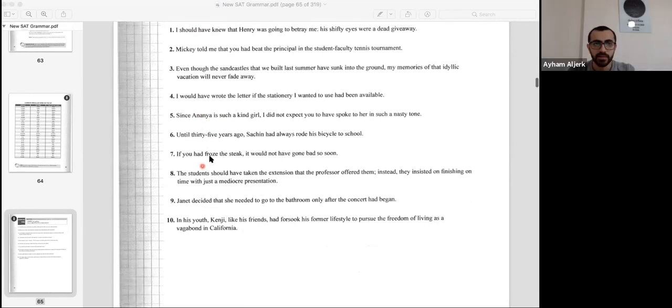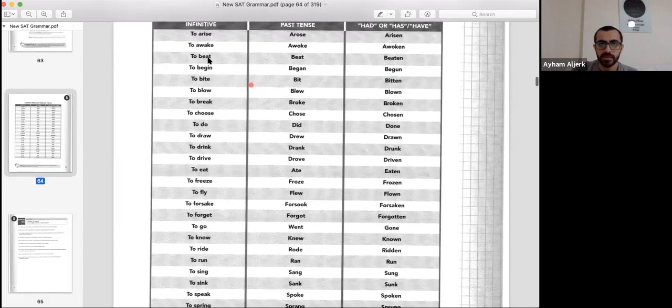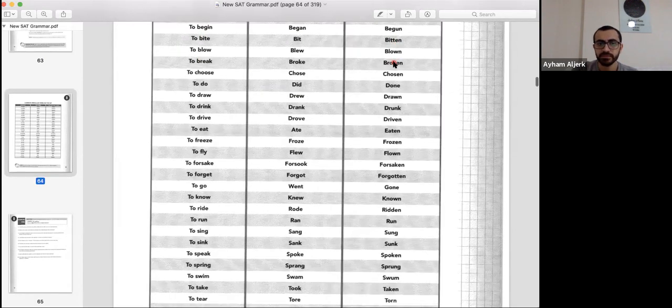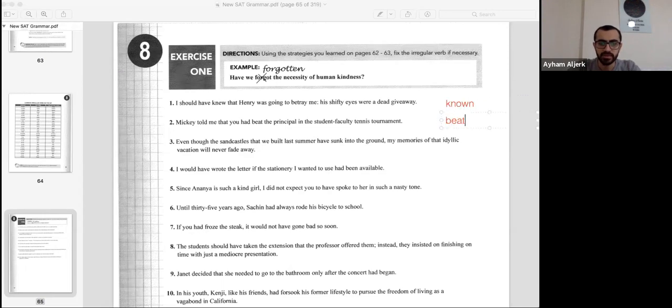Okay, let's take a look at others. I'm gonna do 2 and 3, and then maybe I'm gonna give you a couple of minutes to try the others. I'm gonna start with 2. Mickey told me that you had beat the principal in the student faculty tennis tournament. So again, here we have had, so we have the verb beat. If you look at the verb beat, we should have beaten. So here we say, Mickey told me that you had beaten. So in number 4, we said we should have known. And in number 2, we should have beaten.